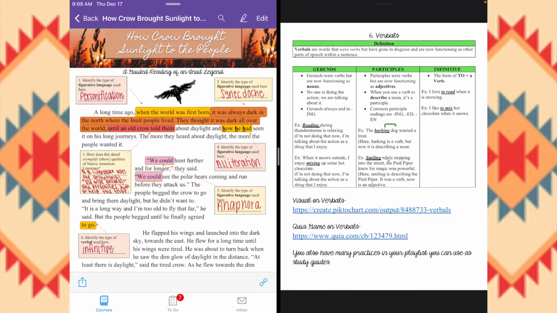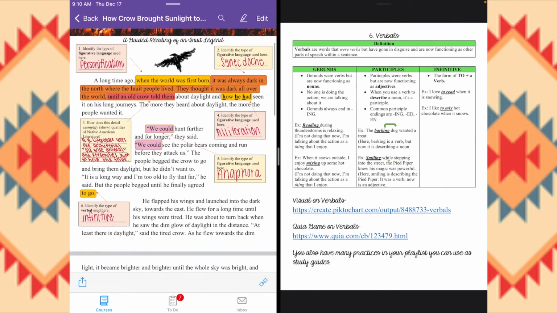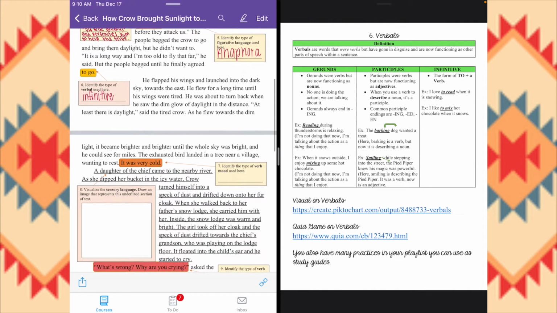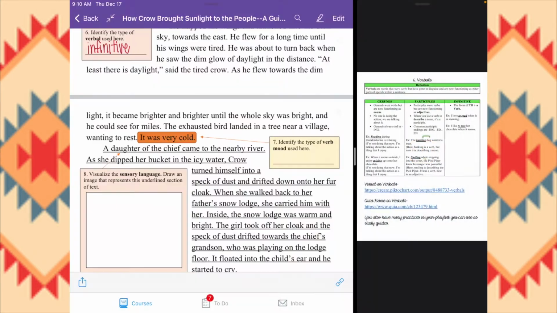So, we are in this dark land in the north with the Inuit people. They think it's dark all over the world, but the crow tells them, no, I've actually flown to places that have daylight, and he tells them about it. And the tribe people want some daylight for themselves. So they pester Crow until Crow agrees that he will go and get some sunlight and bring it to the Inuit people in the north so that they'll be able to see. So he is flapping his wings, he is going a long distance, he's growing tired, and now he's there at the place of daylight.